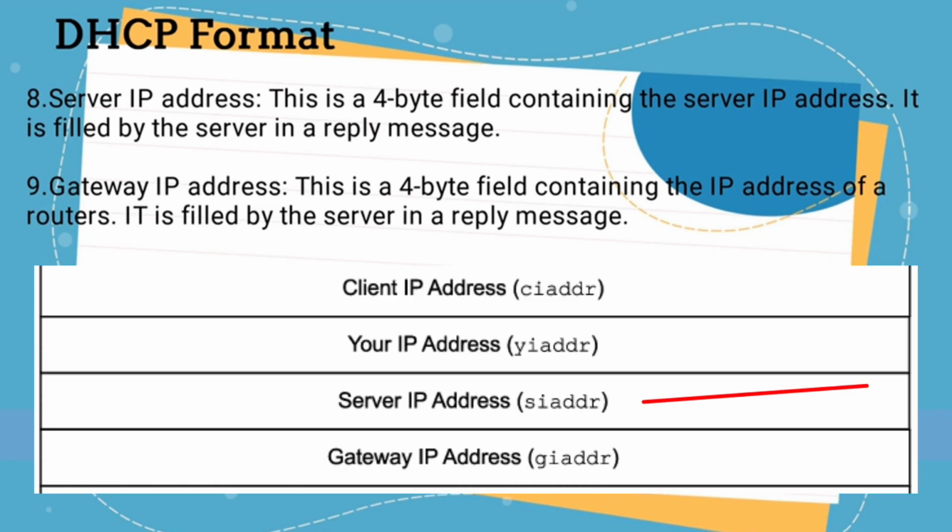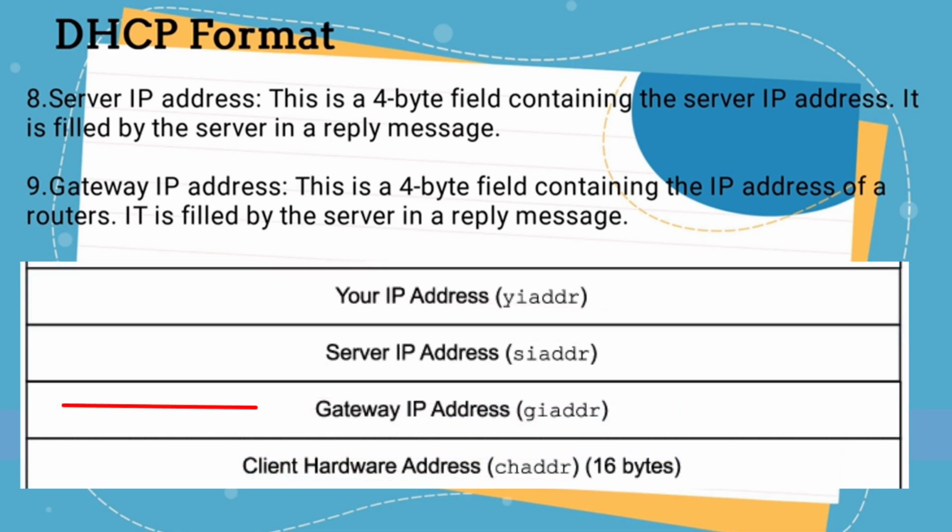Server IP address. This is a 4-byte field containing the server IP address. It is filled by the server in a reply message. Gateway IP address. This is a 4-byte field containing the IP address of a router. It is filled by the server in a reply message.